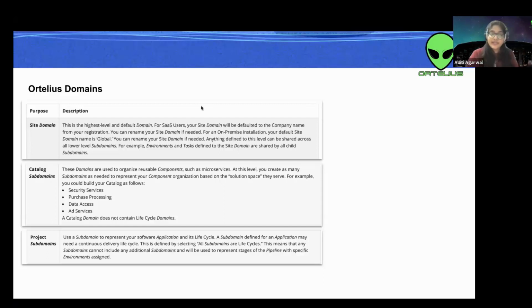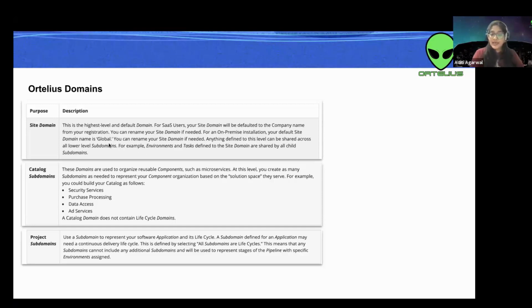In Ortelius, we provide two types of functionality. One is for SaaS users. Our Ortelius product can be used as software as a service and also as an on-prem tool. For SaaS users, this site domain defaults to the company name, and we can rename the site domain if needed. In the case of an on-premise installation, the default site domain name is global.